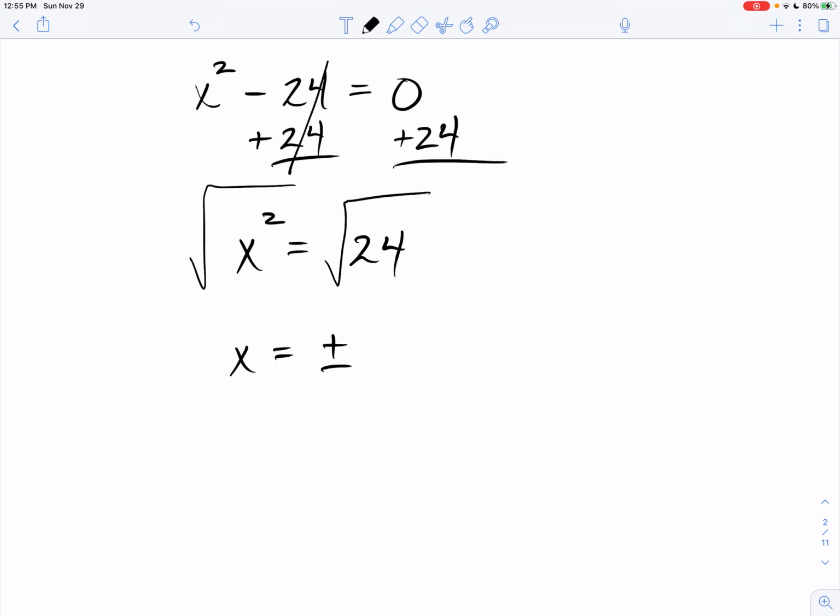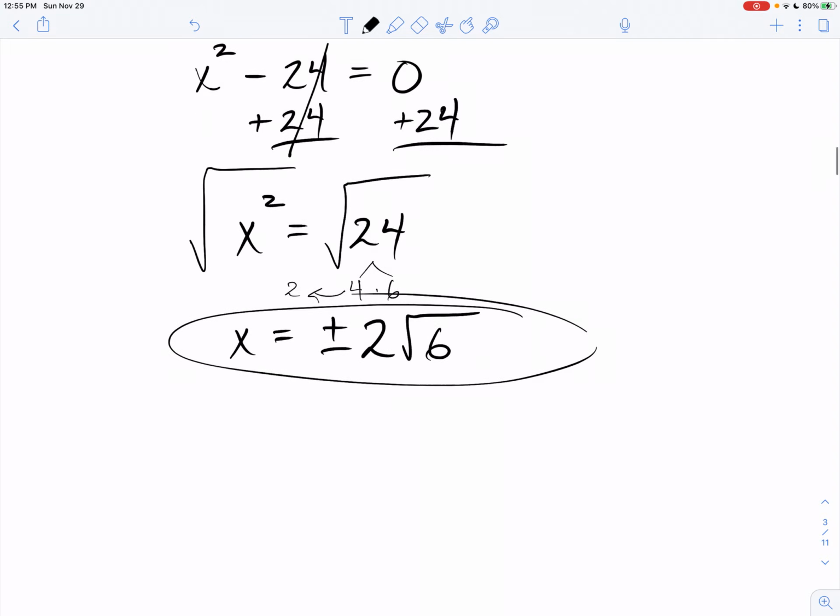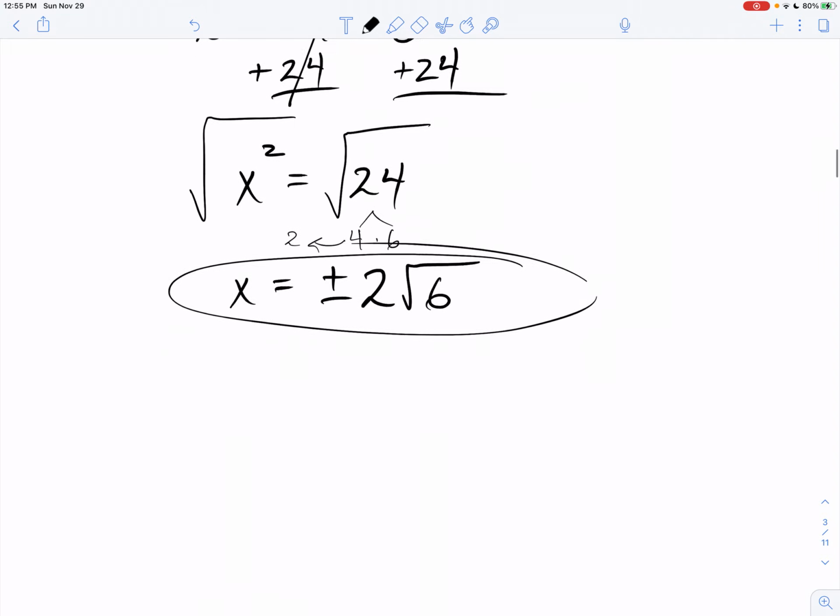Now wait a minute, this one's not like the others. Oh yeah, I have to simplify this radical. Tree it off for me. I would need 4 times 6 to get 24, and then what can I pull out? 2. So the final answer is x equals plus or minus 2 root 6. Now, you could do this with the quadratic formula, but I'm hoping you're seeing this is way faster.